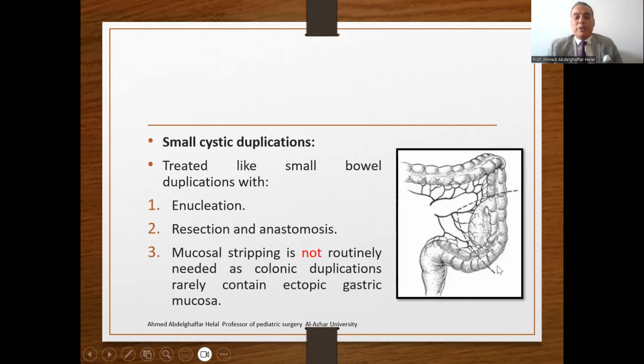A small cystic duplication, like that of the stomach, is treated like small bowel and the stomach, with enucleation or resection and anastomosis. We resect this part containing the duplication. Mucosal stripping is not routinely needed, as colonic duplication rarely contains gastric mucosa. This is a very essential difference between the colonic duplication and the small bowel and gastric duplications.